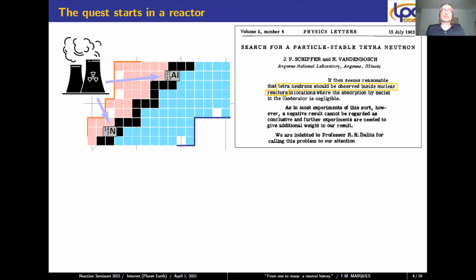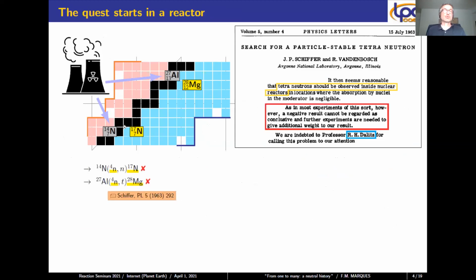It seems reasonable that tetraneutrons should be observed inside nuclear reactors. If they exist, they could be produced in fission of uranium, for example. What they were looking for is that a tetraneutron on nitrogen 14 could produce nitrogen 17, and then you should see the beta decay of nitrogen 17, or aluminum 27 into magnesium 28, and you should see the beta and gamma decay of magnesium 28. They couldn't find any of those.